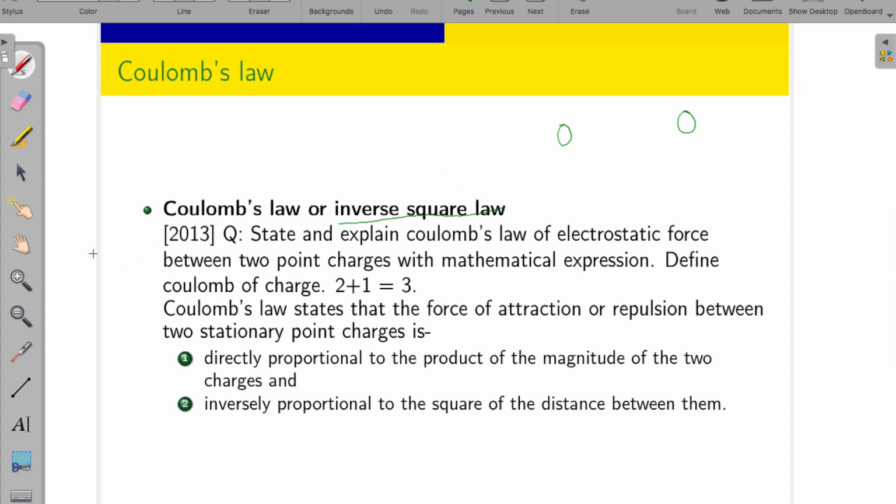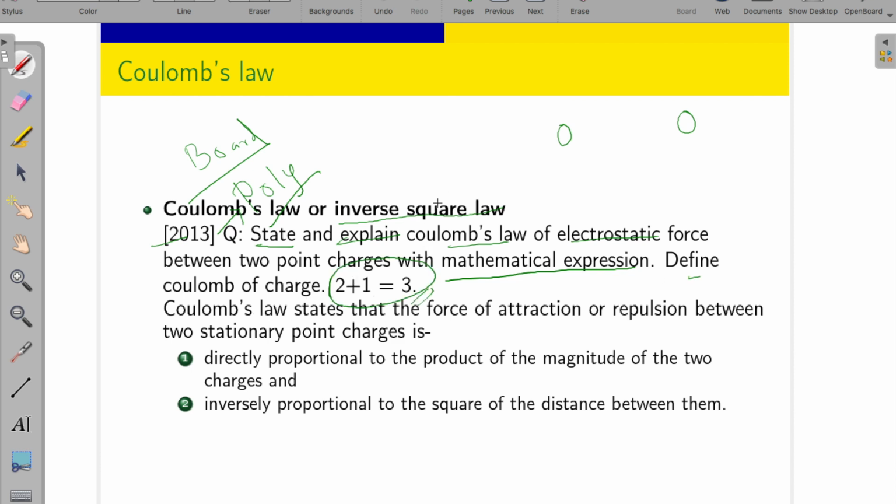Usually questions are asked in board exams and in other examinations like polytechnic and engineering. This question has been taken from the 2013 question paper of the second semester examination of Polytechnic Institute. Similar questions are generally asked in the board exam in the second year. The question is: state and explain Coulomb's law of electrostatic force between two point charges with mathematical expression. Then define 1 Coulomb of charge.